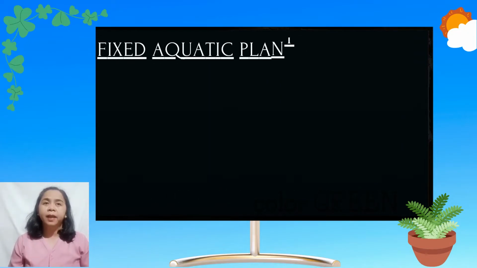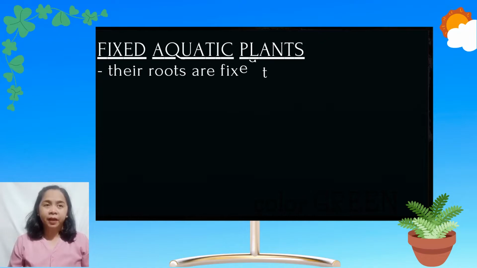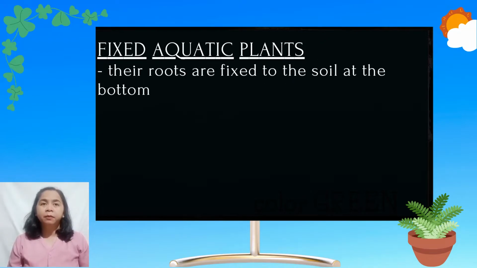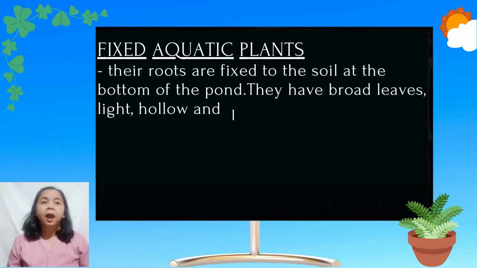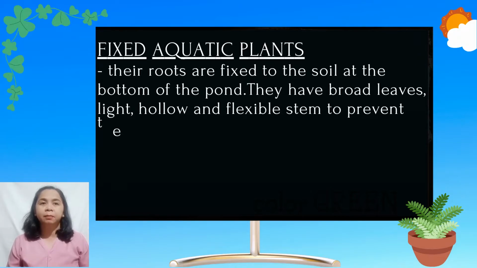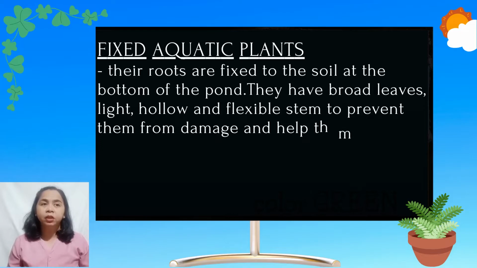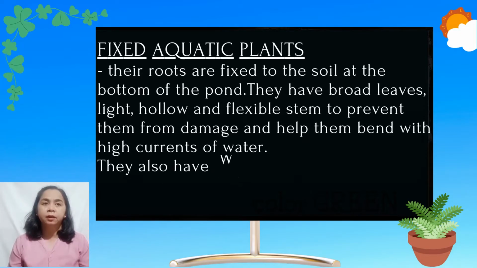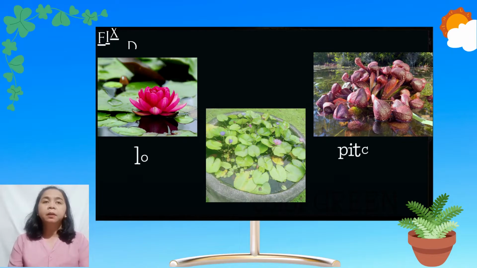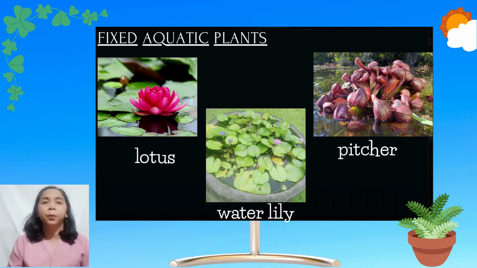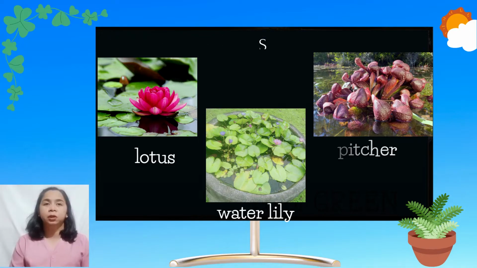Fixed aquatic plants. Their roots are fixed to the soil at the bottom of the pond. They have broad leaves and light, hollow, and flexible stems to prevent damage and help them bend with the high current of water. They also have waxy leaves that prevent them from getting wet. Examples of fixed aquatic plants are lotus, water lily, and pitcher.